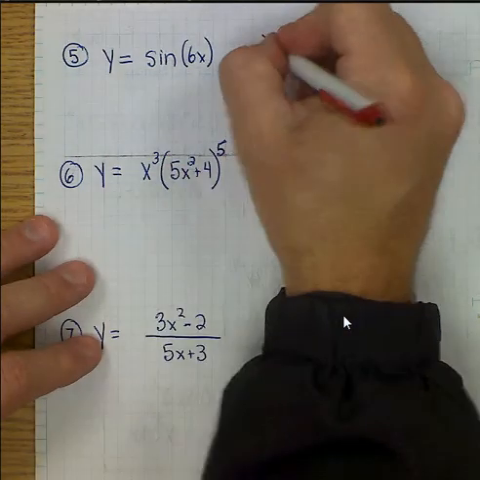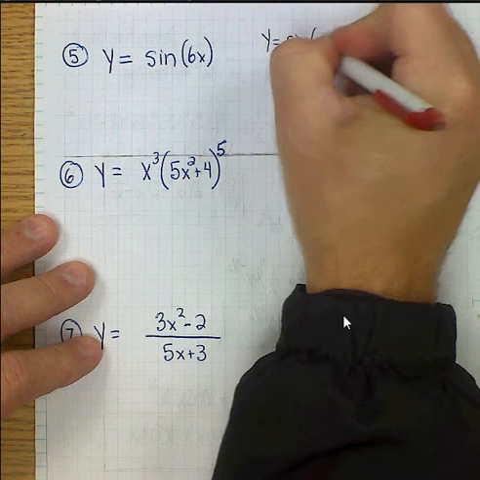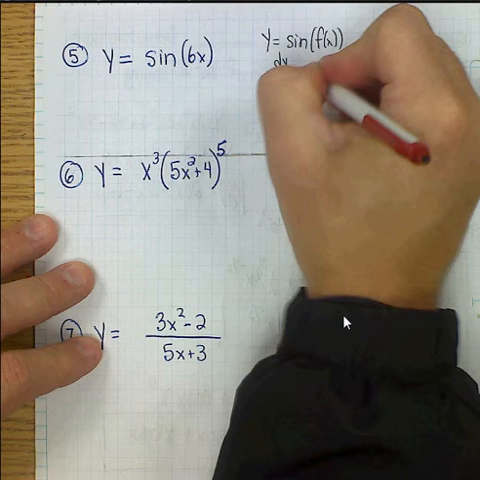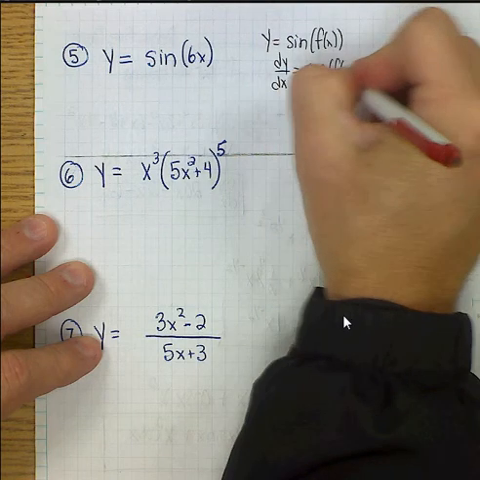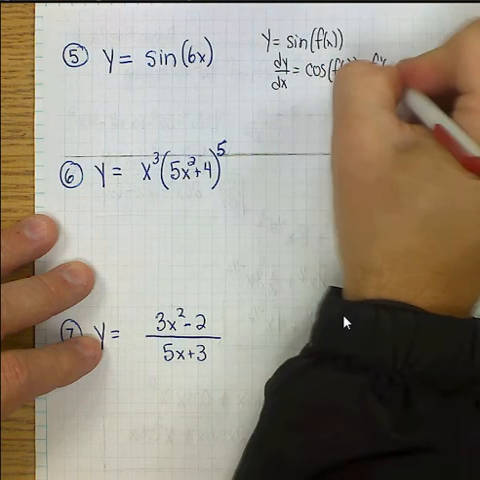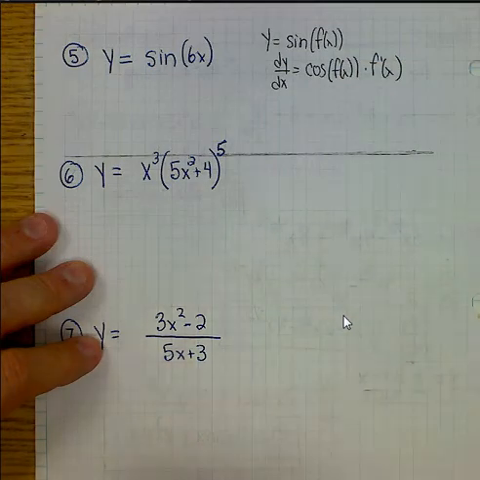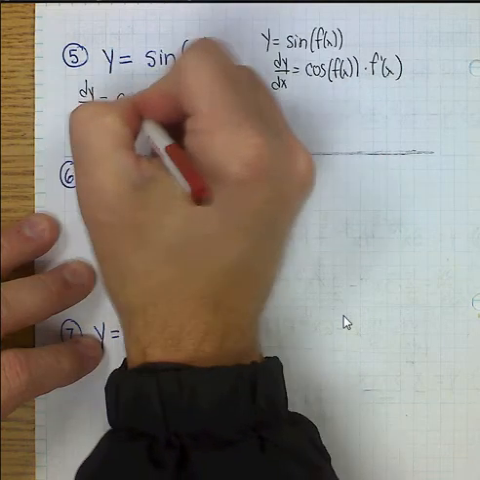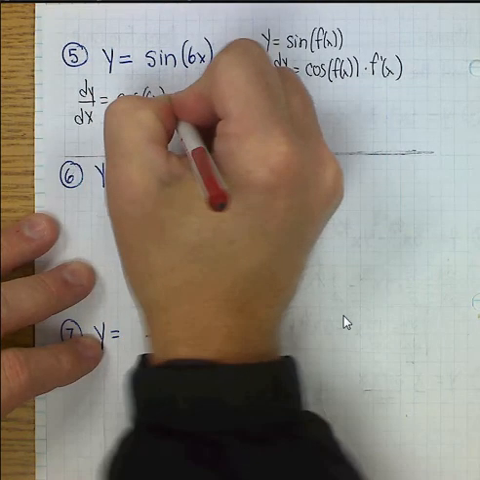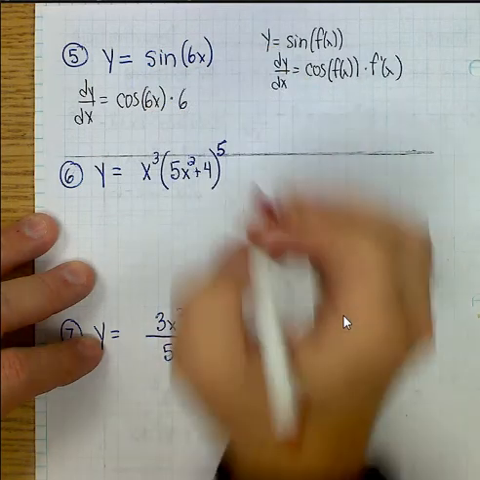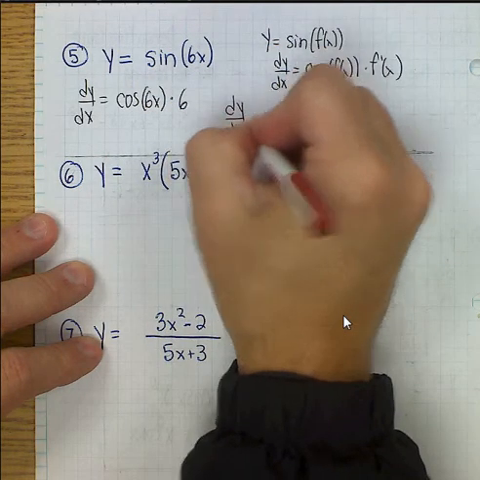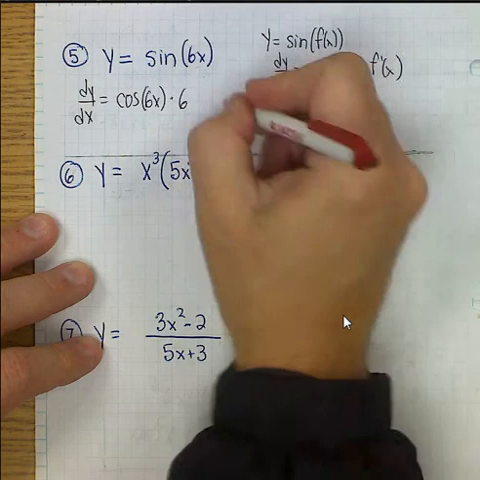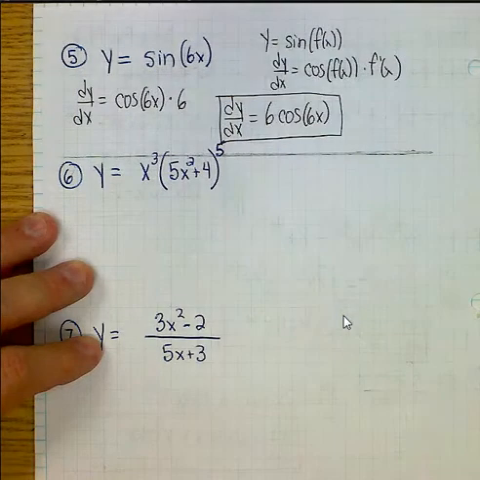Just to show you, if it's written this way, y is equal to sine, and then the angle is a function, then dy dx is going to equal cosine of that function, and then times the derivative of the function. So that's what we're trying to do. So here, following that rule, dy dx just becomes cosine of 6x, and then times the derivative of that function, which is just 6. And then rewriting it, dy dx is equal to just 6 cosine 6x. And that's all we had to do for that one.